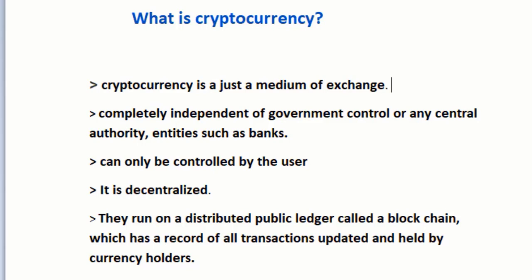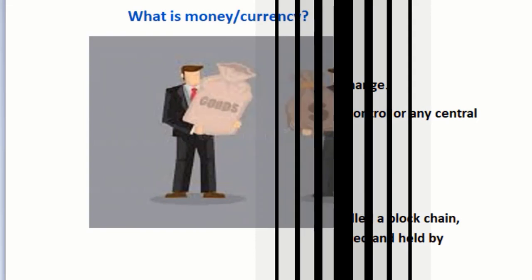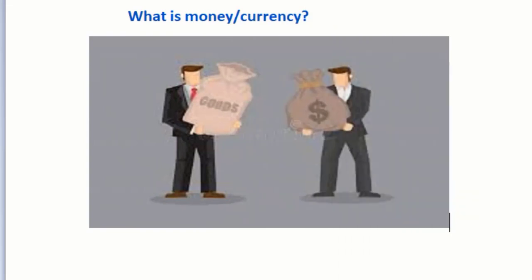They operate on a distributed public ledger known as a blockchain, which contains a record of all transactions that have been updated and are held by currency holders. In comparison to fiat currency, which is your US dollar, euro, or any other government-backed currency, cryptocurrencies are not governed by a single government. To properly understand cryptocurrencies, we must first comprehend the concept of money or currency. So, exactly what is money?